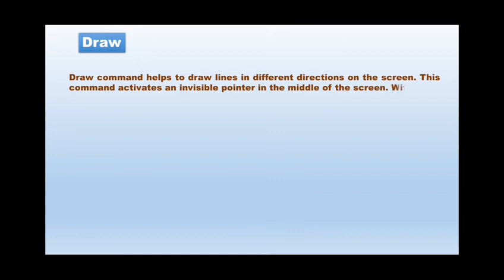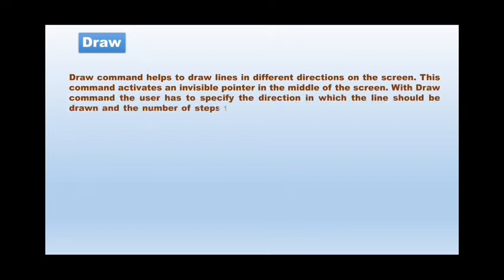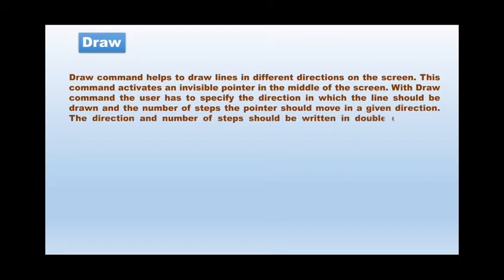This command activates an individual pointer in the middle of the screen. With draw command, the user has to specify the direction in which the line should be drawn and the number of steps the pointer should move in the given direction. The direction and number of steps should be written in double quotes as DRAW, inverted comma, direction, number of steps, then close inverted comma. This is the syntax to write the command.